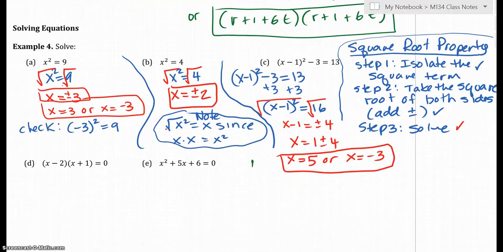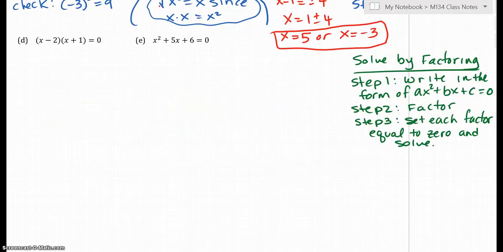The other way of solving is by factoring. If you notice in part D and E, or let's look at E, you cannot isolate the x squared term because of this x. You cannot add these together. Yes, you could subtract the 6 on the other side, but you could not combine those together and make it a square term. So the square root property fails in this case. So there's another method. Factoring.